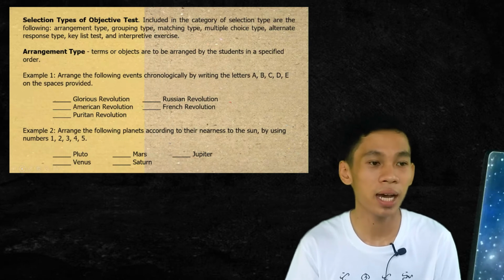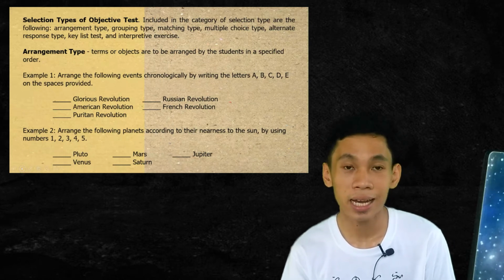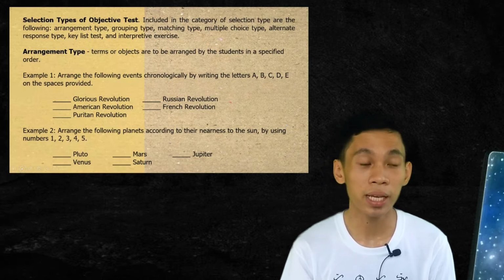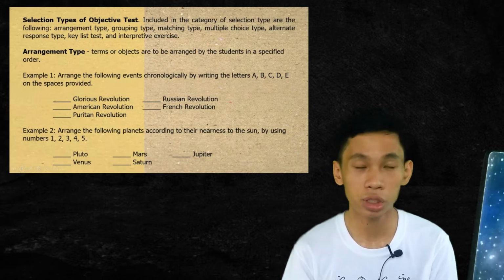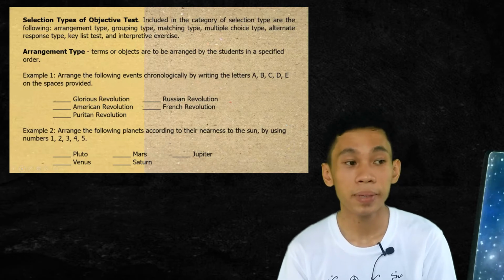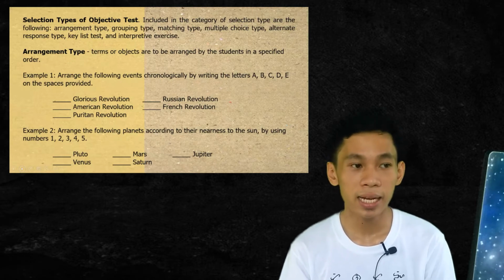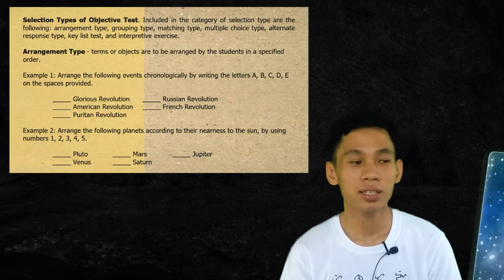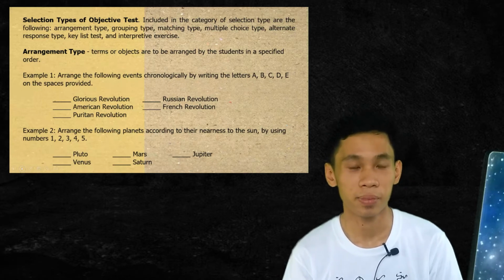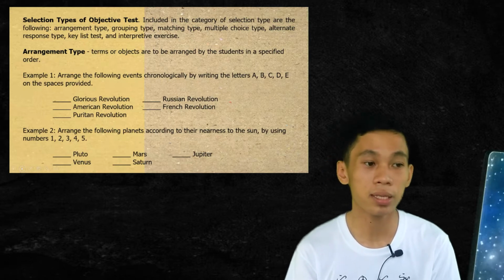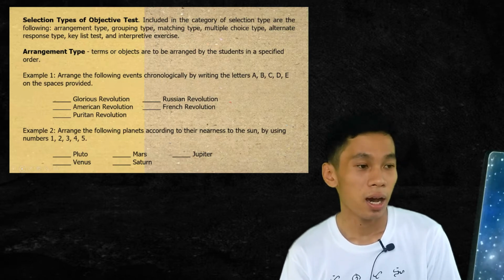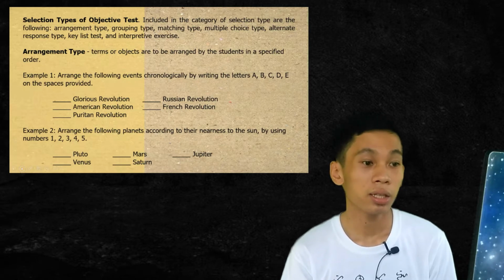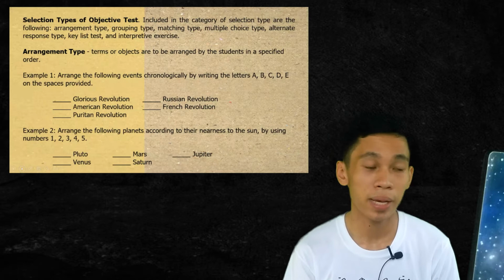Okay, ano naman yung mga type of tests na kasali sa selection type? We have arrangement type, grouping type, matching type, multiple choice type, alternate response type, key list test, and interpretive exercise. Okay, so the first type under selection type is arrangement type. Okay, is this your first time to hear this type of test? I know, hindi. Kasi when we say arrangement type, these are terms or objects that are to be arranged by the students in a specified order.